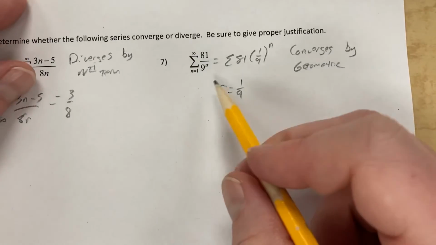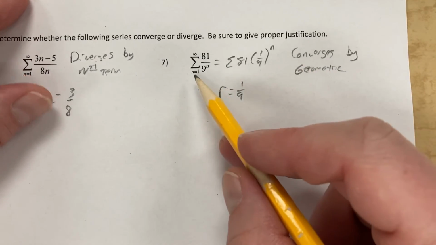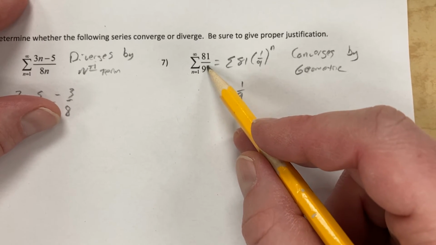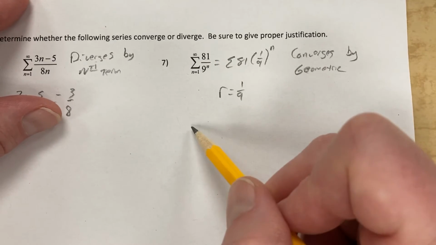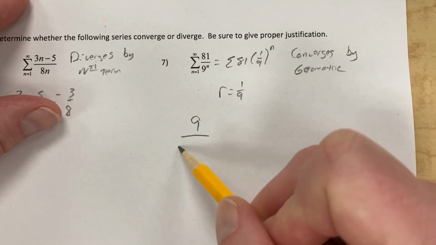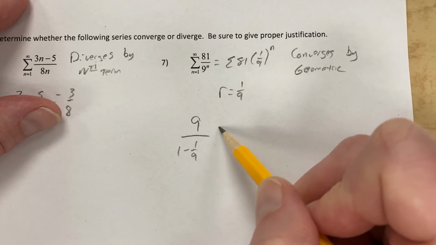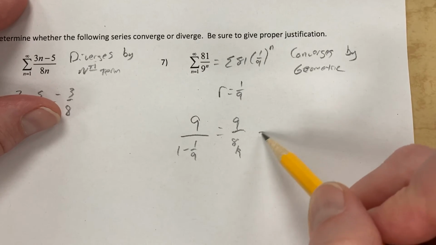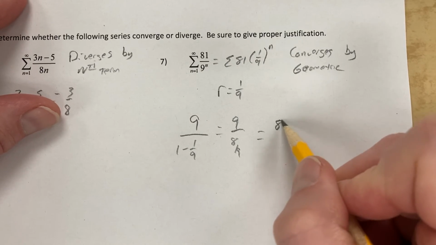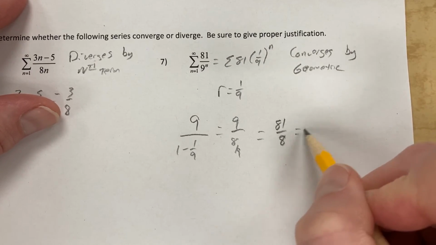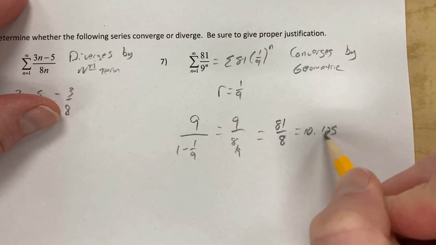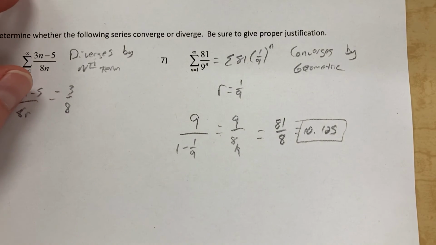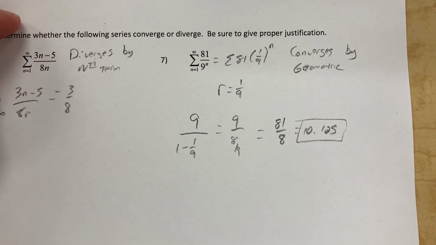And I would have to state in that the r value is 1/9. Okay. Now, not only do we know that it converges, we could actually go one step further and say what it converges to. If you were to put 1 in here, you'd get 81 over 9, which is 9. That's our first term, over 1 minus the common ratio. That's 9 over 8/9. If you flip it over, it's 9 times 9/8, which is 81/8, or 10.125. That's actually what it converges to.